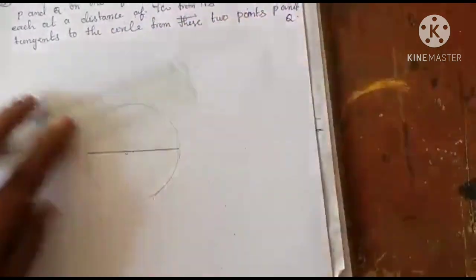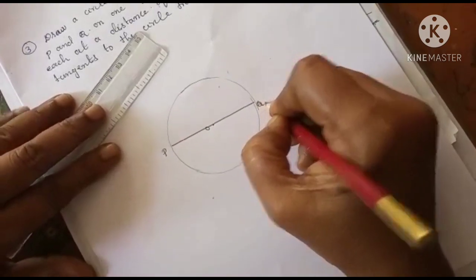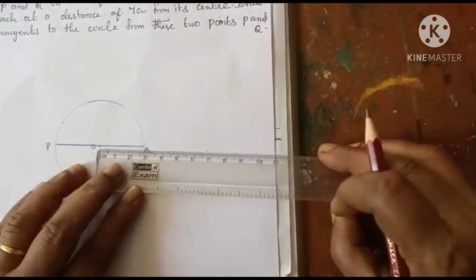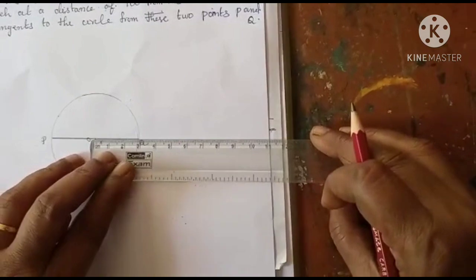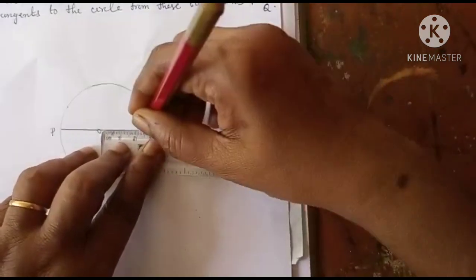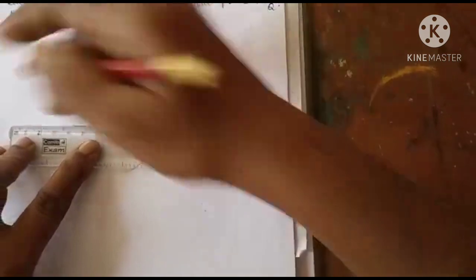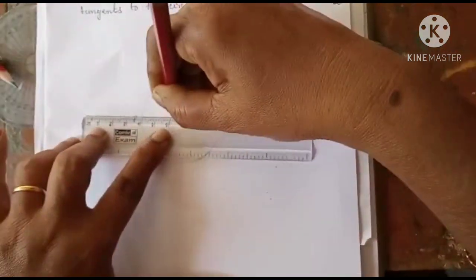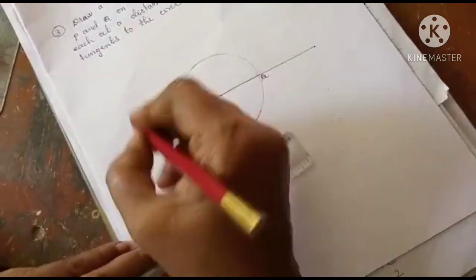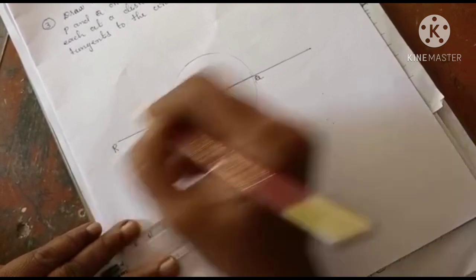From the center O, 7 cm on one side, and from the center another 7 cm on the other side. Extend the diameter on either side 7 cm and 7 cm. That is 3 plus 4, 7 cm on this side, and 3 plus 4, 7 cm on the other side. So the total distance will be 14 cm. Name the points as R and S.